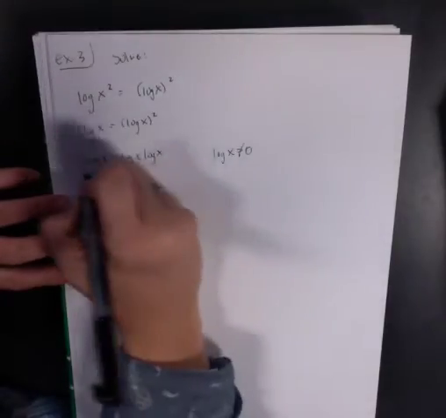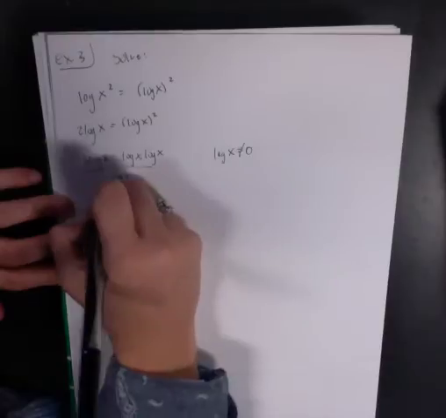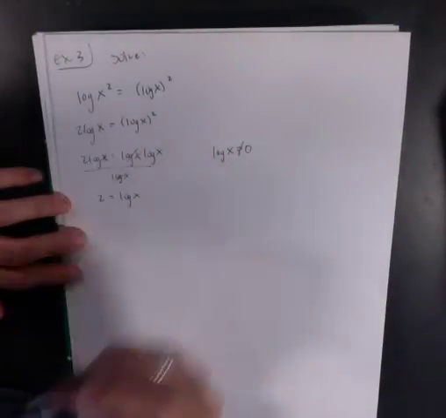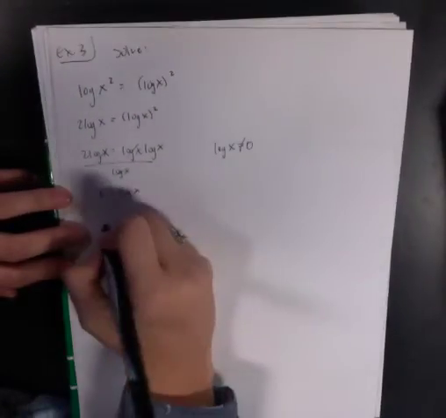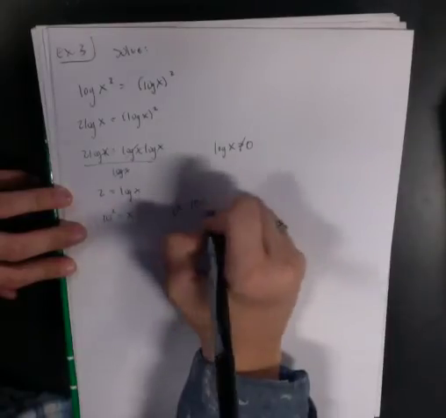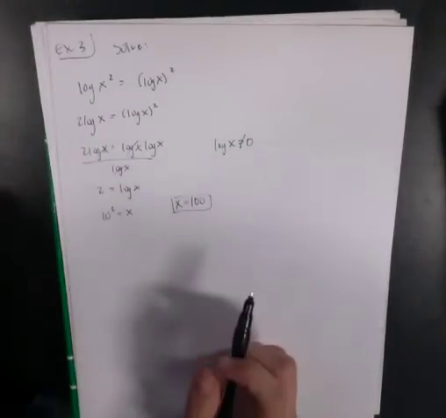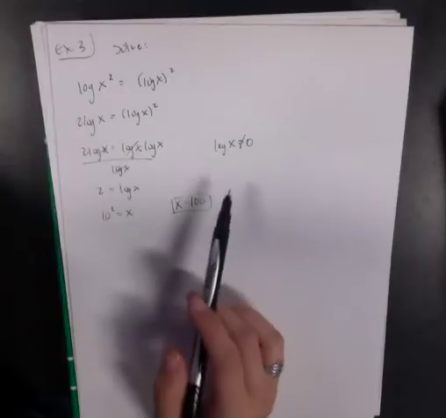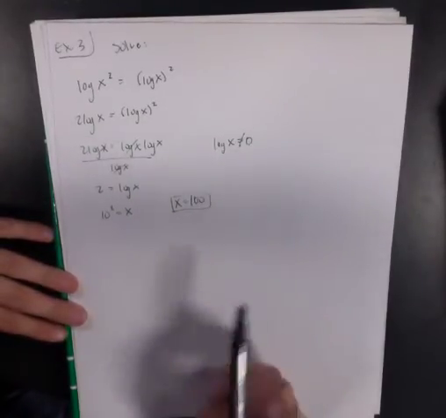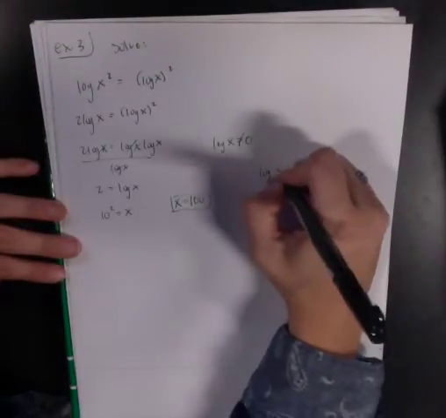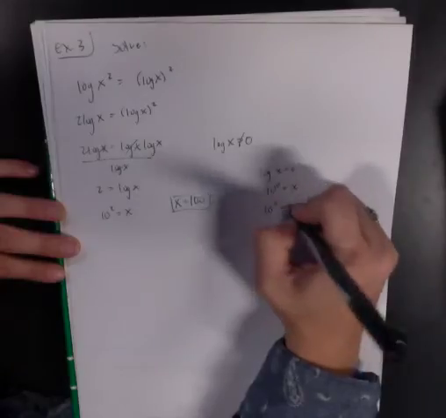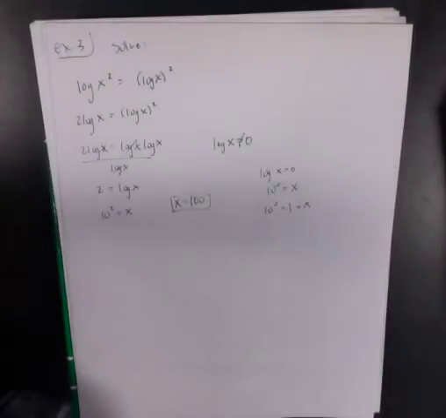So I'm just excluding the case where that is 0. Okay, so I divide both sides by the log of x, and I get 2 equals the log of x, right? It cancels on both sides. If I rewrite this in exponential form, I get 10 squared equals x, so x is 100. Now, that's not our only answer because we have to think about the case where the log of x is 0. Okay, the log of x is 0 if we solve this. That means 10 to the 0 equals x. 10 to the 0 is 1, so x equals 1.